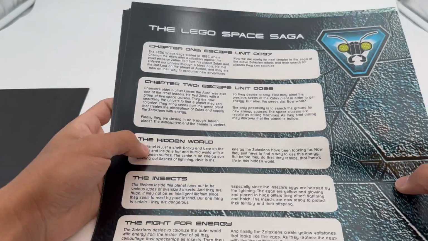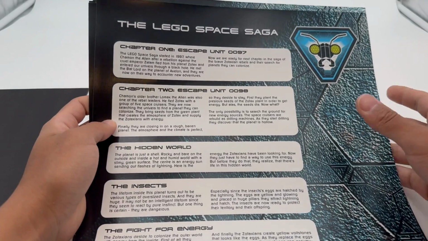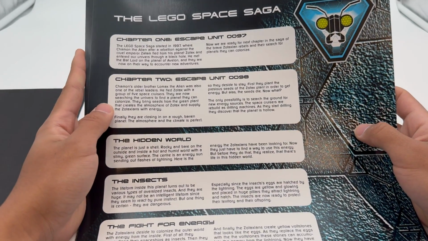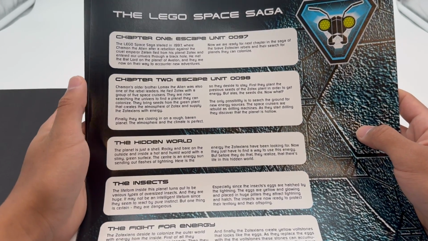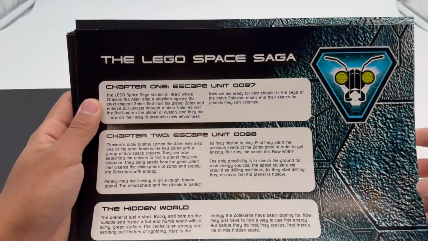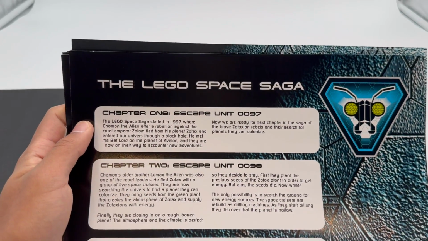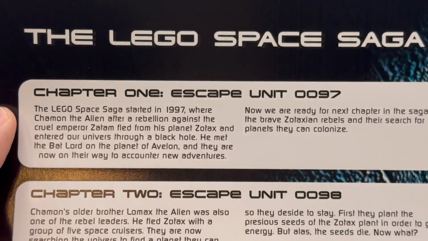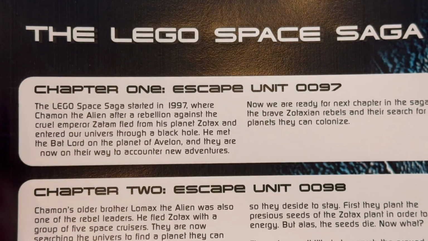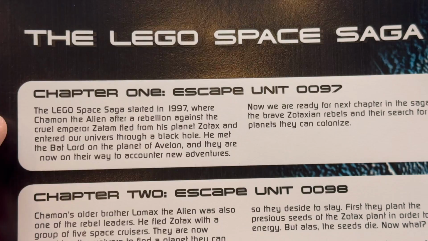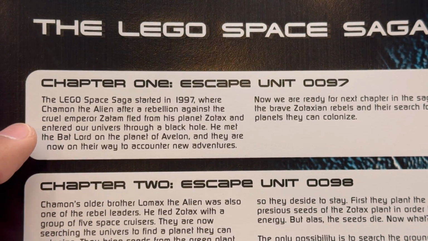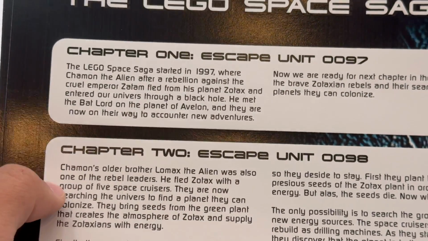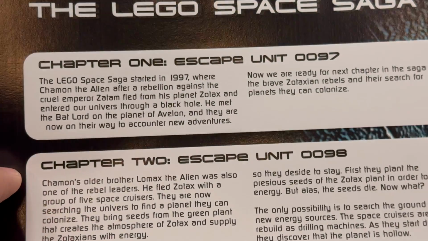So first of all, we're greeted with the LEGO Space Saga, and this was actually really interesting to me because this actually has some background behind the UFO theme as well. So it starts off by explaining that the Space Saga started in 1997, where Chaman the alien had this rebellion against the cruel Emperor Zatan. He fled from Zotax and entered our universe.